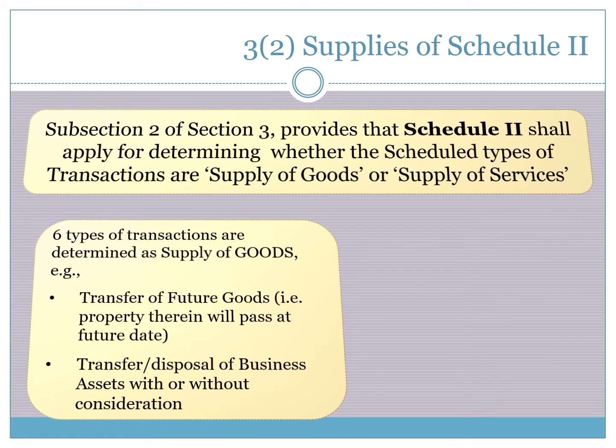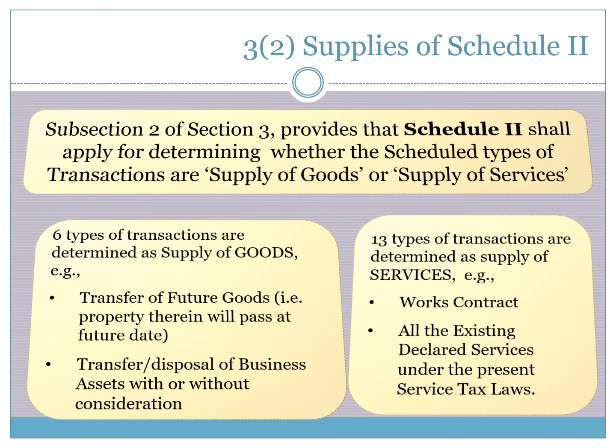Accordingly, 6 types of transactions are required to be treated as supply of goods. For example, transfer of future goods, that is, property therein will pass at future date, transfer or disposal of business assets with or without consideration, etc. 13 types of transactions are deemed to be treated as supply of services. For example, works contract, all the existing declared services under the present service tax laws, etc.